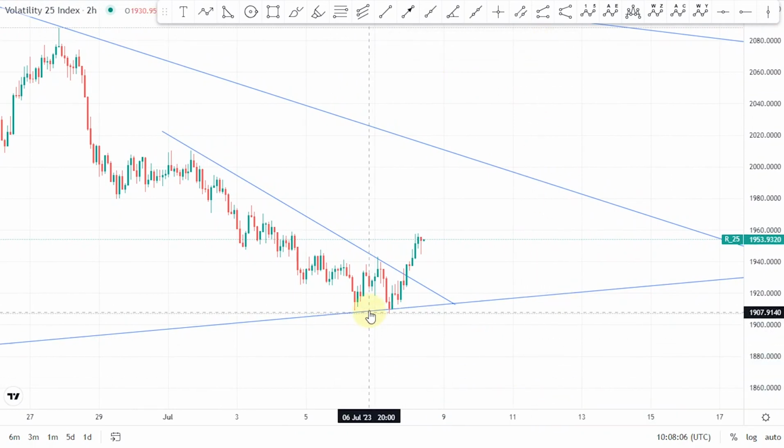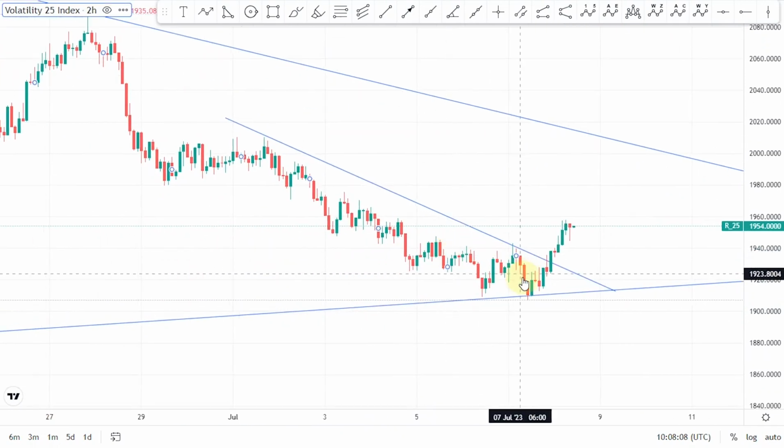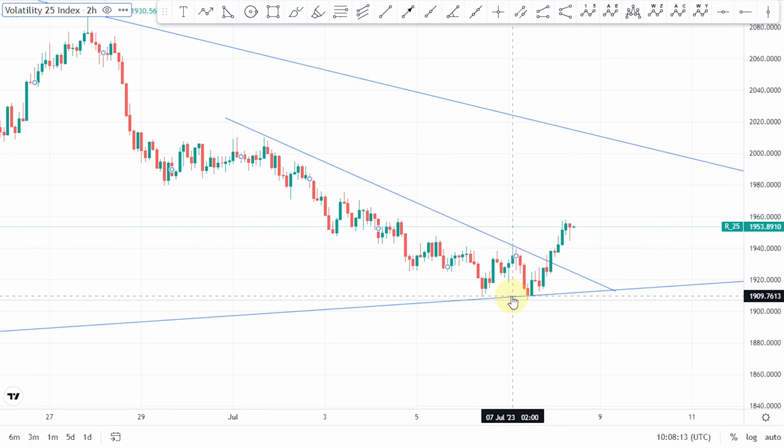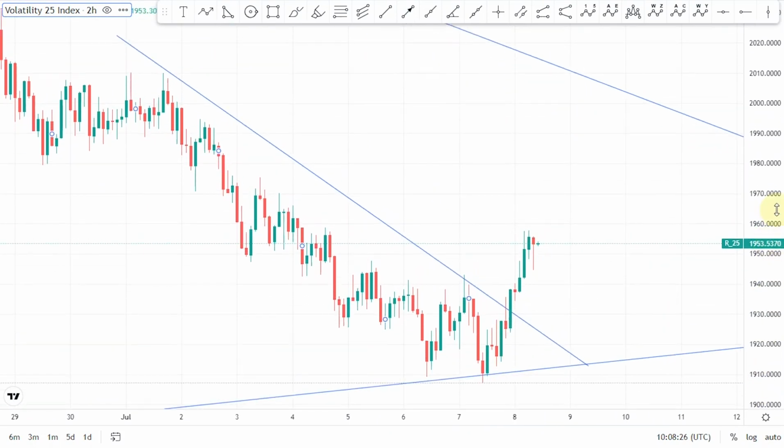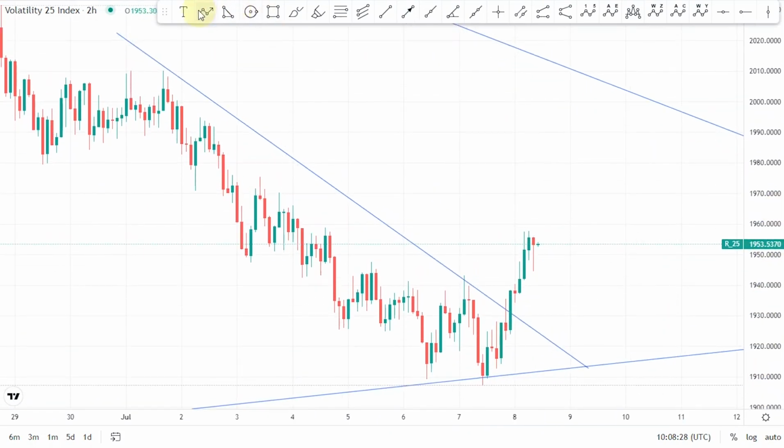There is a double bottom here, and double bottoms are strong reversal patterns. When you see a double top, it's a strong bearish reversal. If you see a double bottom, it's a strong bullish reversal. So again, at this level, we can decide to look at what structure is doing. Let's start from here.